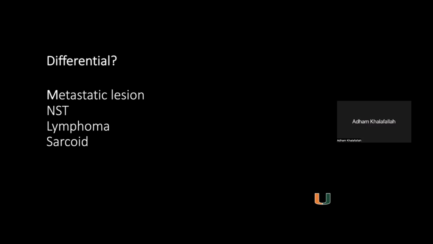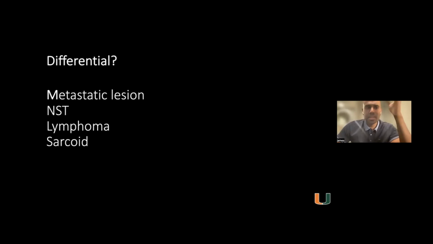Okay. Cool. So a met, obviously. Anytime you're in the spine, think of a nerve sheath tumor, but this doesn't look like that at all. And then, like you said, metastatic, but also adding to that, potentially sarcoid, and then lymphoma.